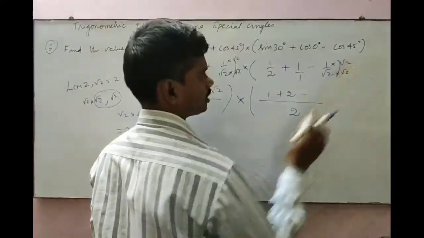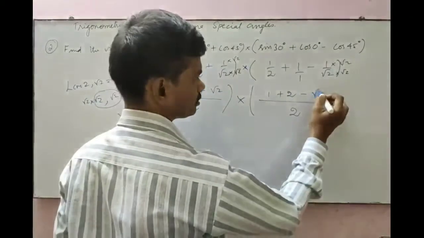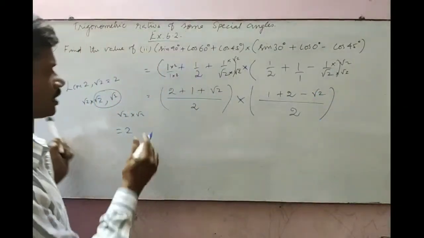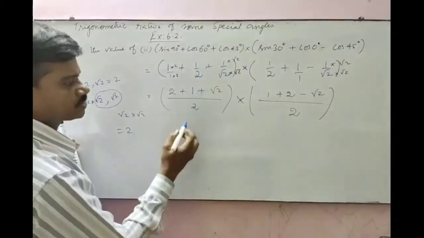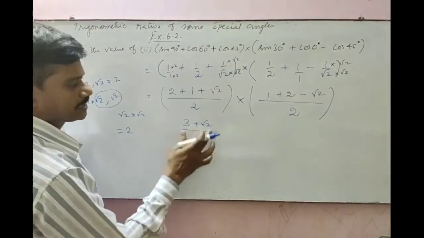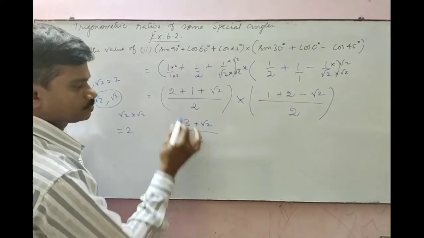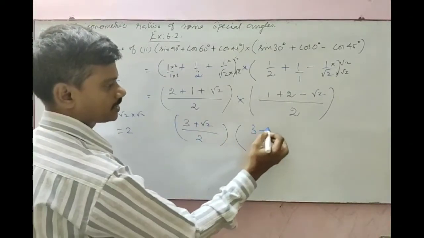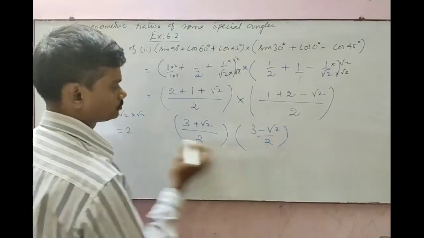At the same time you have to multiply the numerator also with root 2. You will get root 2. Now you can add the 2 with 1. 2 plus 1 gives 3 plus root 2. We can't add the 3 with the root 2, write it as it is. 3 plus root 2 by 2 into 3 minus root 2 by 2.